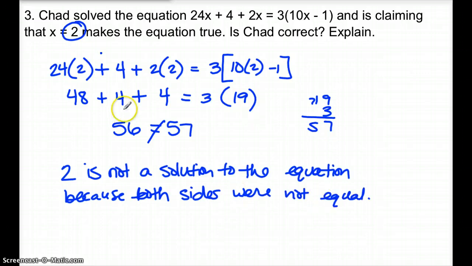And what that means, whether the sides are equal or not, is that if you were to graph this equation, it would make a line, but 2 would not be part of that line. That's what seeing if they're equal or not shows. Okay, moving on to number 4.